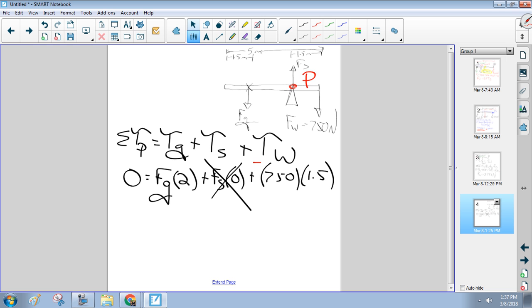All right. So solve this, and here's what I wanted you guys to be conscious of. When you solve this, you get 750 times 1.5, and you move it to the other side. So what's 750 times 1.5? 1125. Okay. So you end up getting FG times 2 equals, after you solve it, positive 1125.